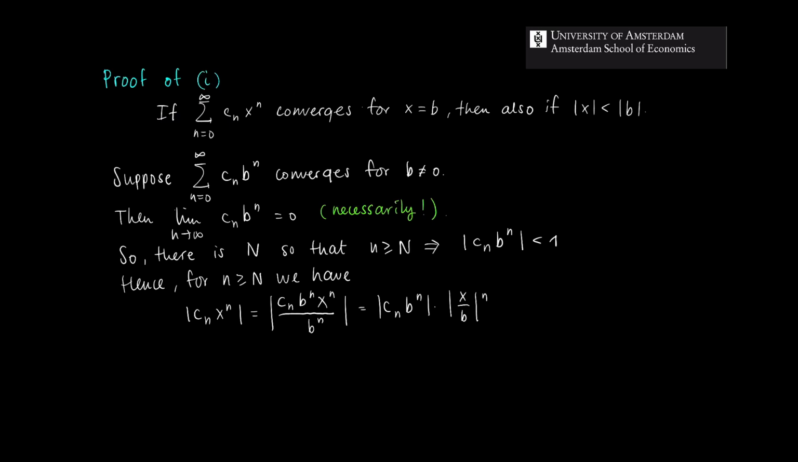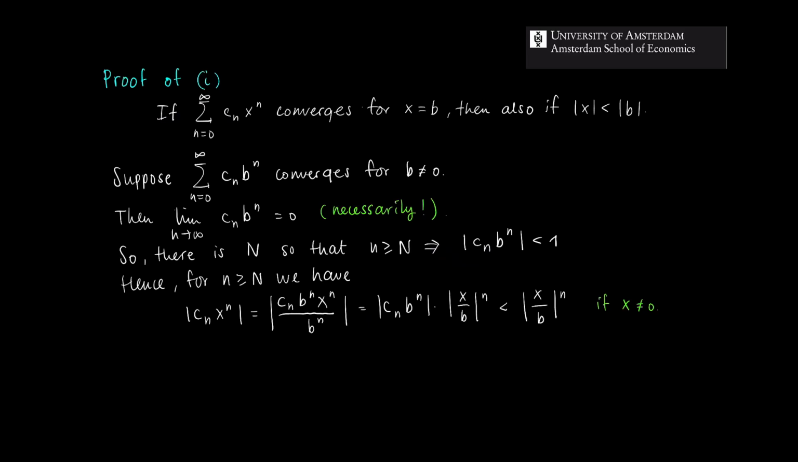Okay, but we have shown that for these large values of n, we know that |c_n b^n| is smaller than 1. So what we get here is smaller than |x/b|^n. And this holds only if x is unequal to 0.